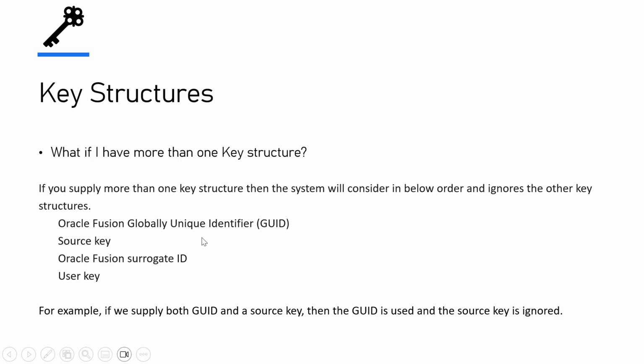What happens when you pass two different key structures on the same object? The system will consider them in a certain order. Suppose you are assigning a GUID and source keys. The system will take the GUID as the reference and ignore the source key. So it will consider them in this order whenever you pass more than one key structure.